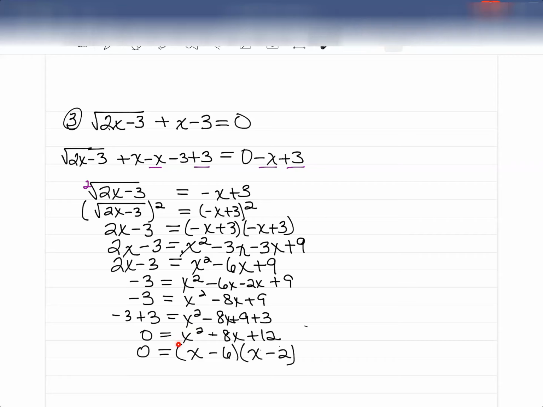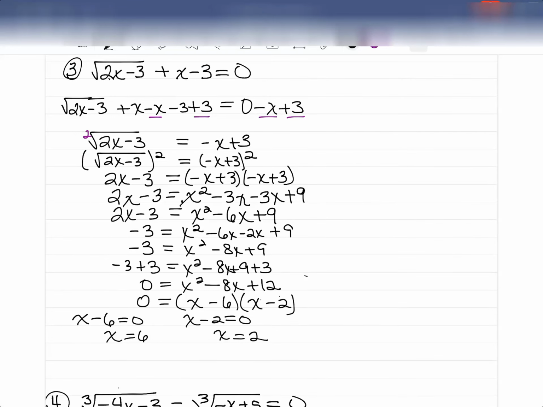There's a 1 in front of the x squared, so I focus on the 12. I need factors of 12 that add to give me 8, in particular negative 8. 6 and 2 are factors of 12 that add to give me 8. So if I make both of those negative, I get a negative 8. So now I can do x minus 6 equals 0, x minus 2 equals 0. Solving each of those will give me x equals 6 and x equals 2.